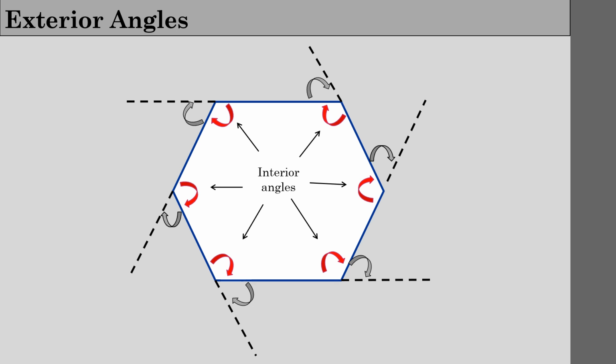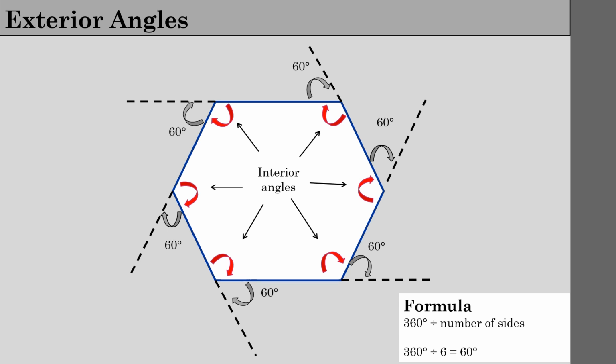In a regular shape, all angles are equal. So in a regular hexagon, all exterior angles will be 360 degrees divided by the number of sides. If this polygon has 6 sides, it means 360 divided by 6 is equal to 60 degrees. So each angle outside of the polygon, or exterior angle, will be 60 degrees.